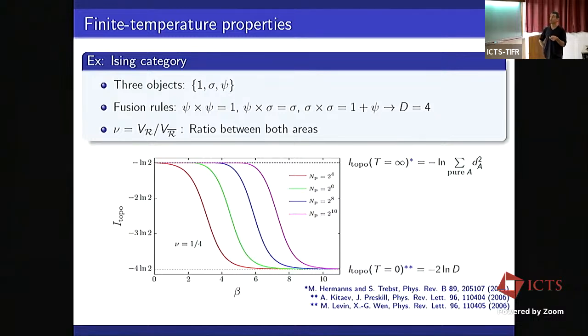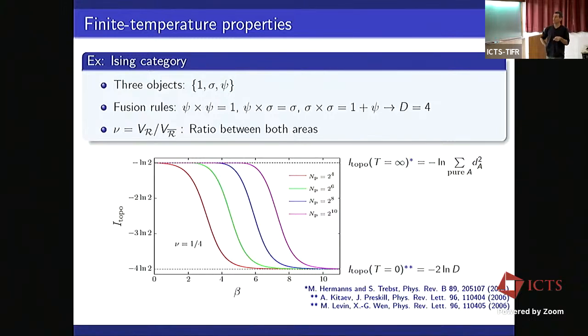So here I took another example, the Ising category. Here are the fusion rules, we have many things. And if you compute this topological mutual information as a function of the inverse temperature, you can see that when you increase the system size, it goes to the left. So you have this curve, and it takes two limiting values. When the temperature goes to 0, which means beta goes to infinity, you recover the value expected at 0 temperature for the topological mutual information, which is essentially 2 times the value you expect for the topological entropy. So here you have your -2 log D, you're happy with it.